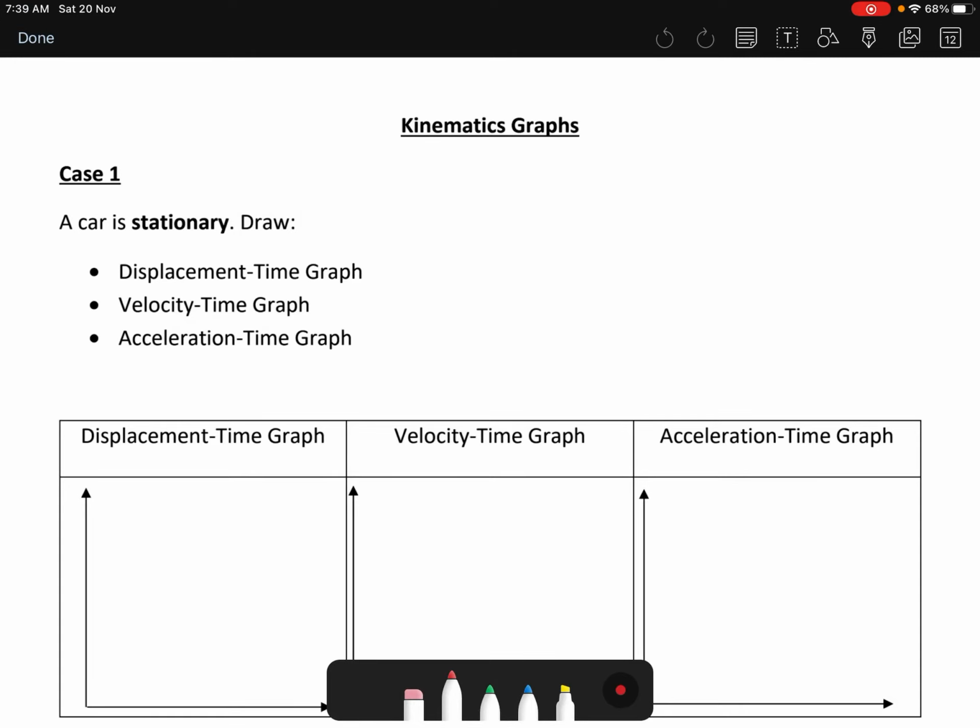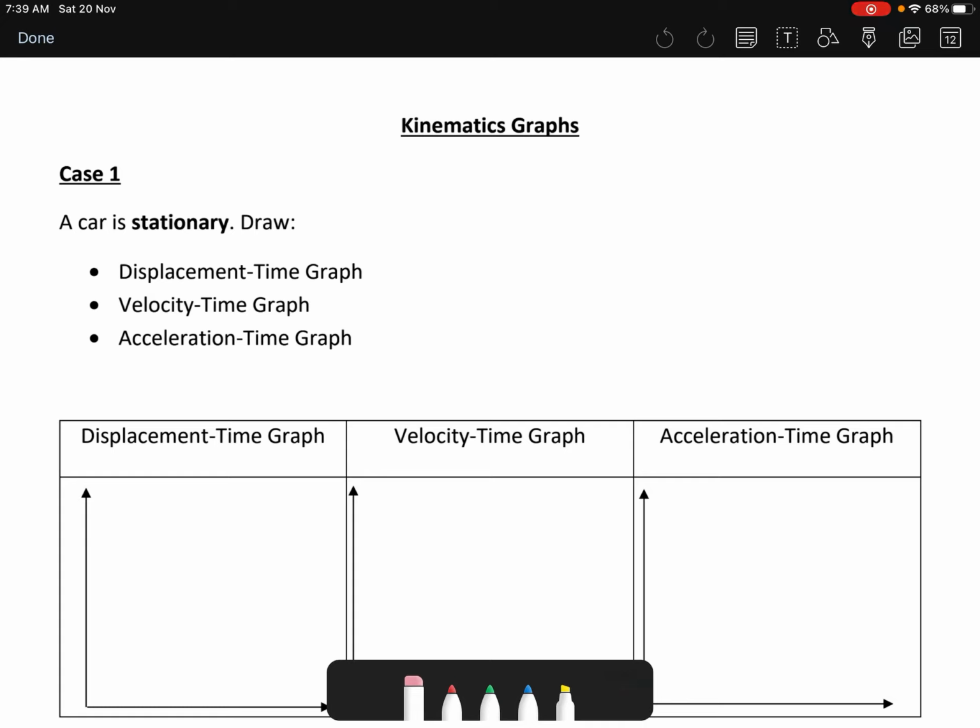Alright, so this will be the sketching of kinematics graph. For the sketching of kinematics graph, we only need to know how to sketch displacement-time and velocity-time. Acceleration-time graph, we are not required to know. Okay, so let's do this together.